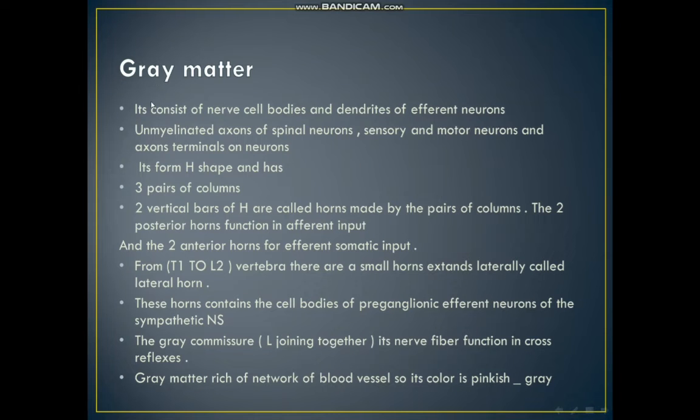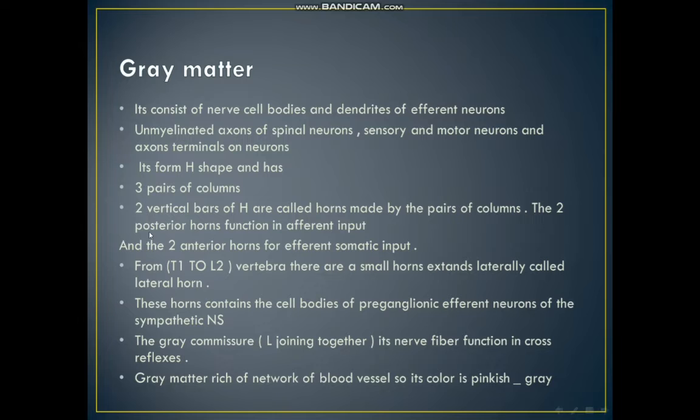Gray matter consists of the nerve cell bodies and dendrites of afferent neurons, unmyelinated axons of spinal neurons, sensory and motor neurons, and axon terminals of neurons. Its shape has 3 pairs of columns. The 2 vertical parts of each are called horns, made up by pairs of columns. So these pairs of columns make up the horns.